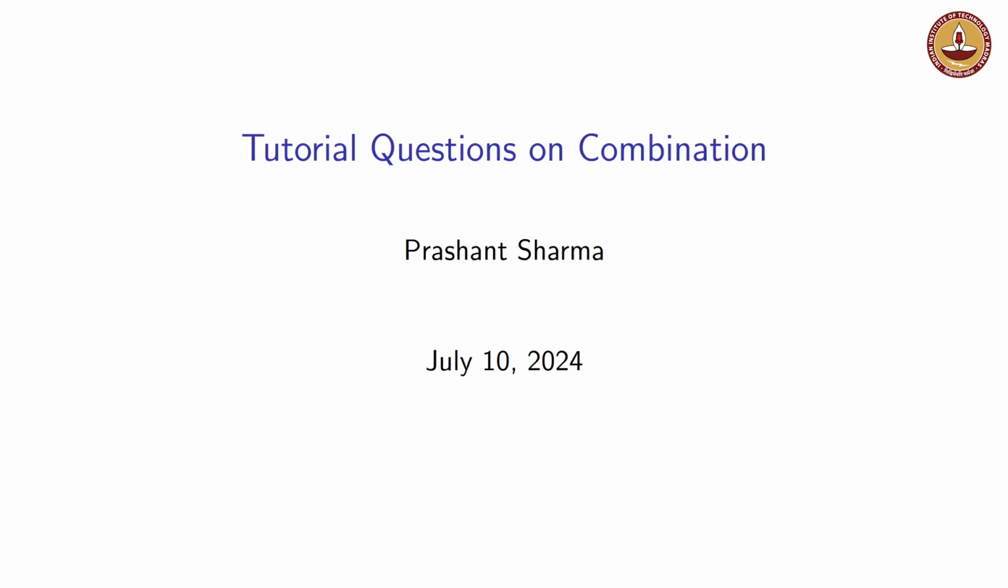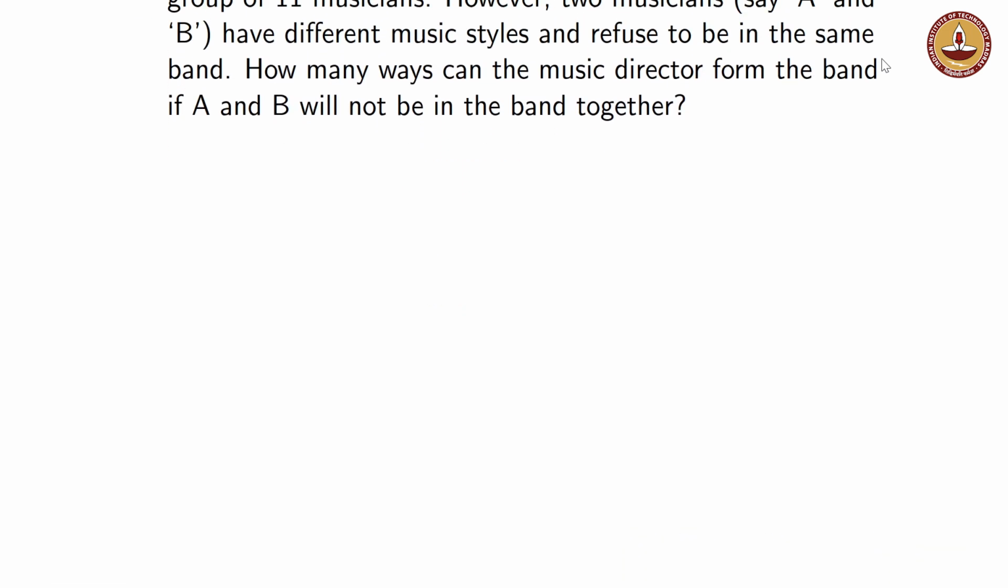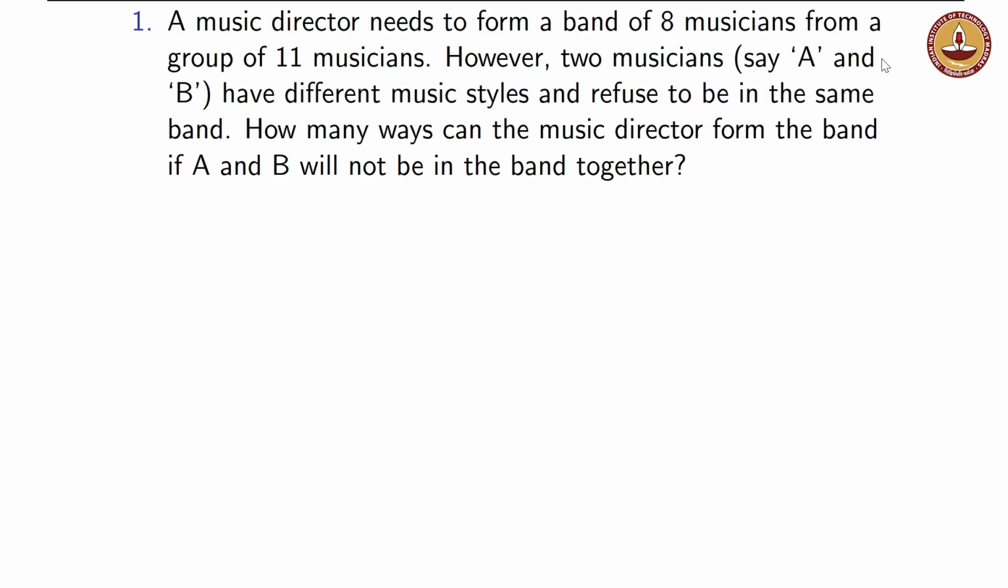In this video, we will see some questions based on combination. The first question says a music director needs to form a band of 8 musicians from a group of 11 musicians. However, there is a condition that two musicians A and B have different music styles and refuse to be in the same band. The question is how many ways can the music director form the band if A and B will not be in the band together? So we will see the solution for this.